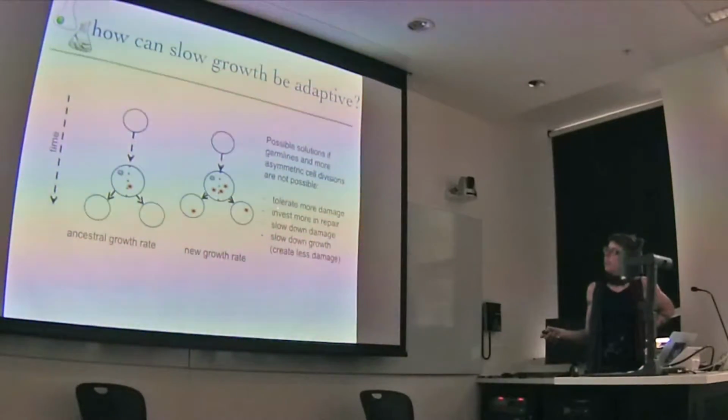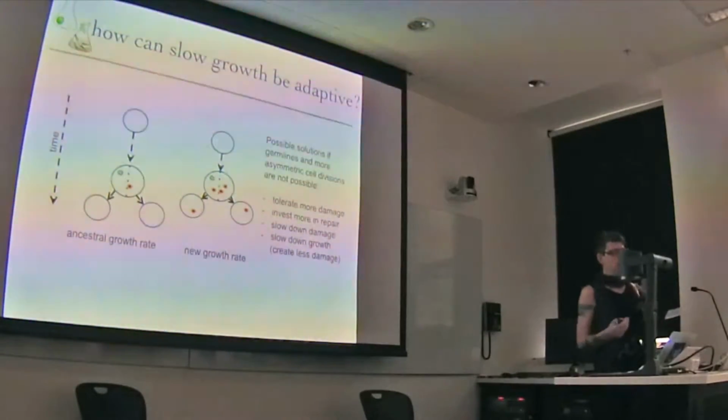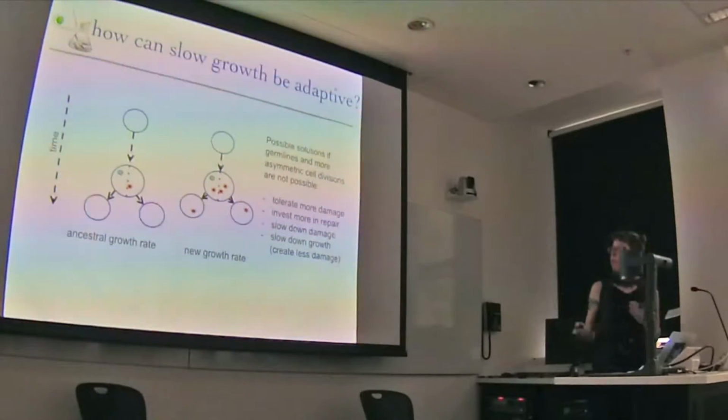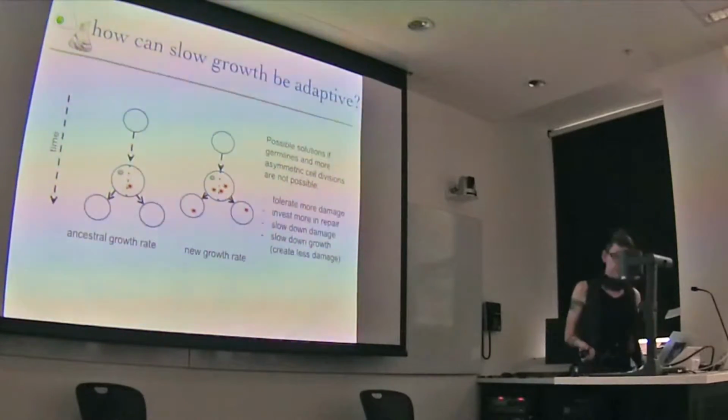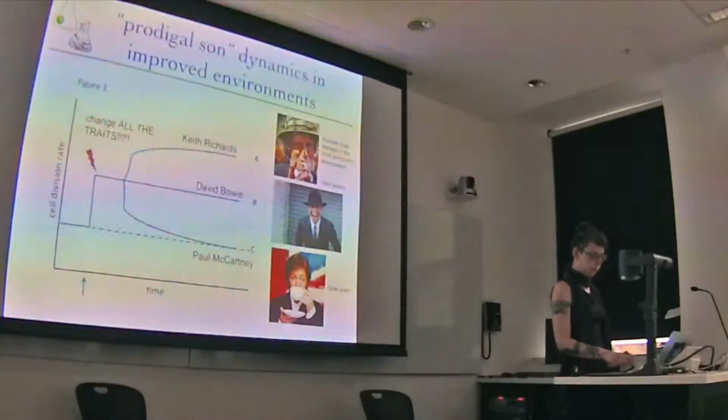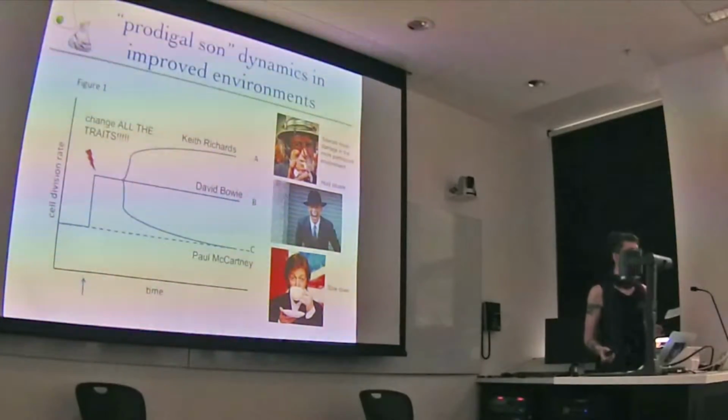If you want to grow faster, either you have to have offspring that can tolerate this damage, or you need to invest more in repair so that you end up with no damage. You need to slow down damage, so you need to increase growth without damaging yourself. That's another option. Or if all of those things fail, you can slow down growth. And I call this option, this slowing down growth, the prodigal son hypothesis. And I have a much better illustration.